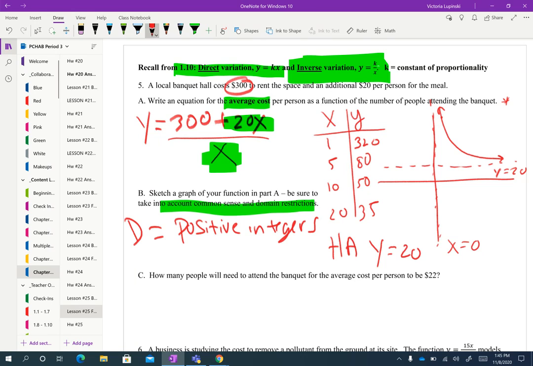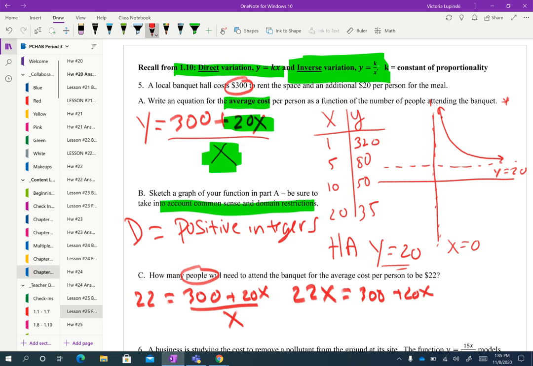So we already saw that $20 is the least you could possibly pay to attend this banquet. What if we want to know how many people need to attend for the average cost to be $22? Well, if you want the average cost to be $22, you're going to set your equation equal to 22. Then you're going to cross multiply, subtract 20x, and it turns out that if you have 150 people at your party, it's only going to be $22 per person.